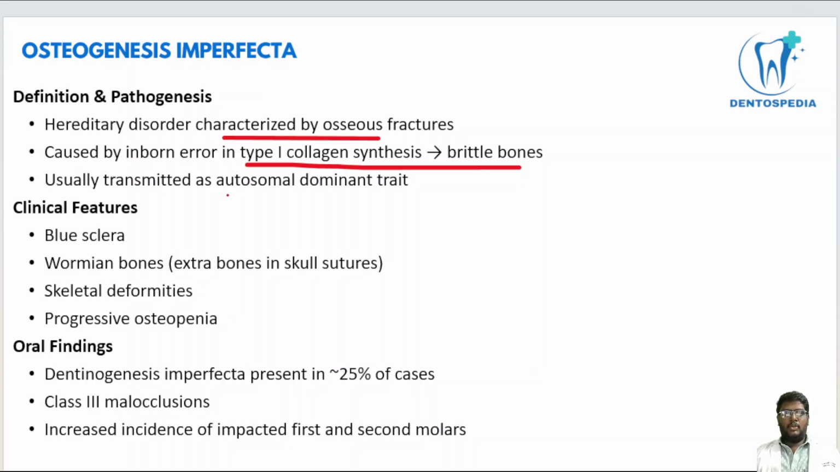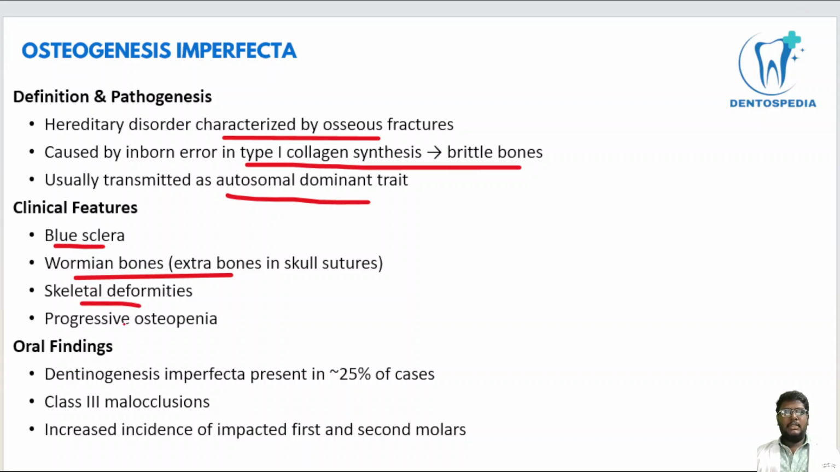Okay, it is an autosomal dominant trait. And what are the classical features? We have blue sclera. It is not exclusive to osteogenesis imperfecta, but blue sclera can be seen in different kinds of disorders. It is not the only characteristic feature. Okay, and Wormian bones are nothing but small extra bones in the skull, usually in the posterior skull.